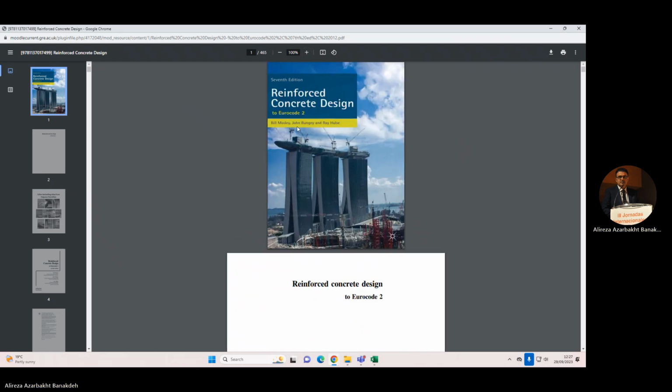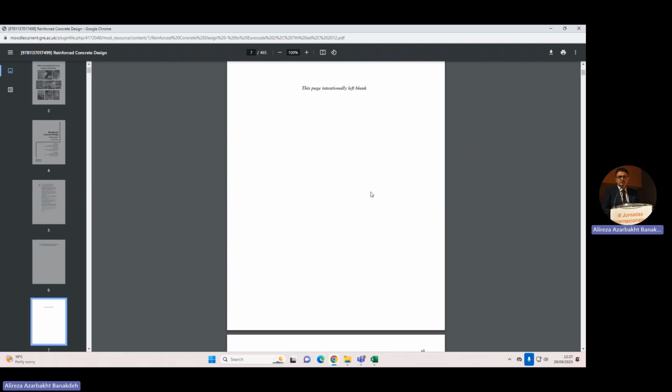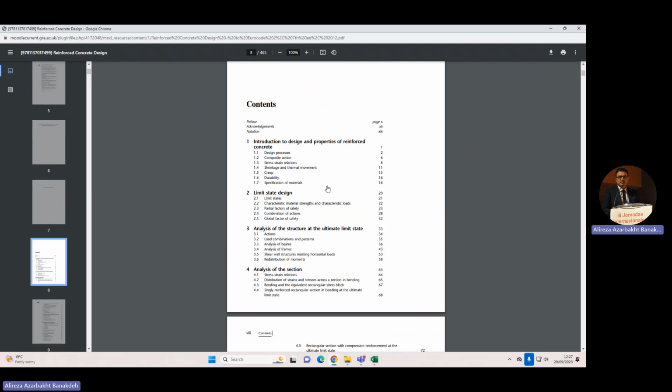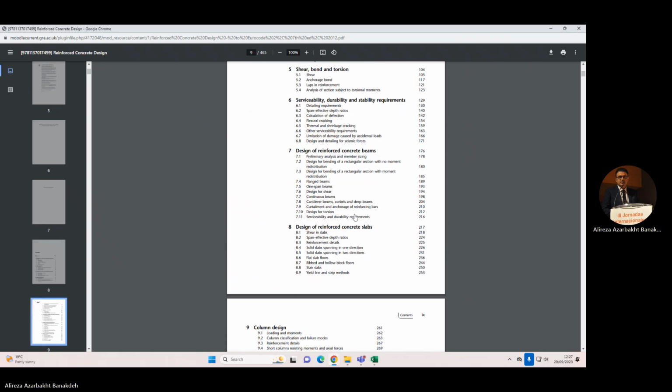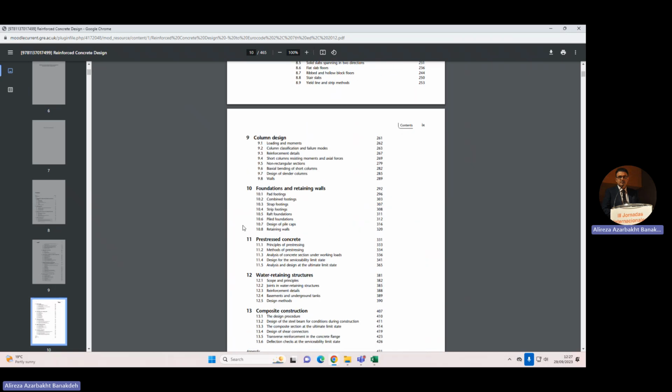Mosley. Mosley is the whole book. The previous book was about everything about Eurocode. Concrete was one chapter, but this book is particularly for concrete, nothing about steel. So we will grab some pieces from this book from any chapter. Not all of them, but from any chapter. For example, when we want to design beams, we will get something from this chapter, for the slabs from this chapter, from column and foundation. But nothing from pre-stressed concrete, water retaining concrete, no, nothing from them.